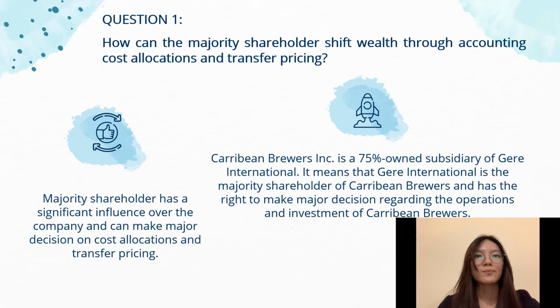So, from this perspective, the majority shareholder can shift wealth by allocating more costs and also enabling transfer pricing to be used with subsidiaries to save cost. Columbia Bourbon is a 75% owned subsidiary of Gerlach International. It means that Gerlach International is the majority shareholder of Columbia Bourbon, and has the right to make major decisions regarding the operations and investment of Columbia Bourbon.